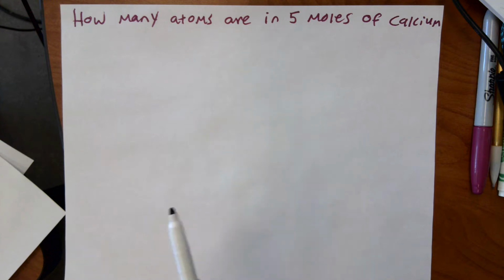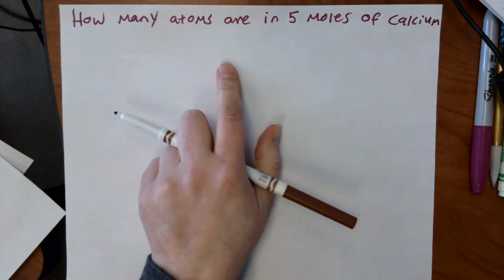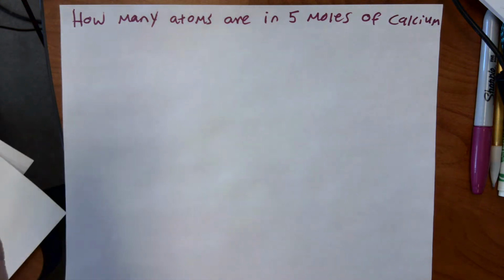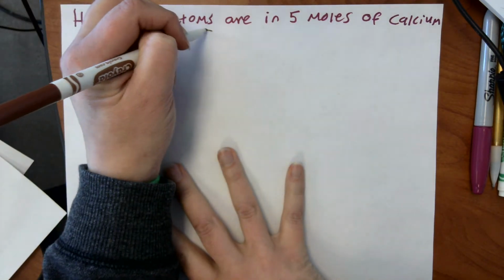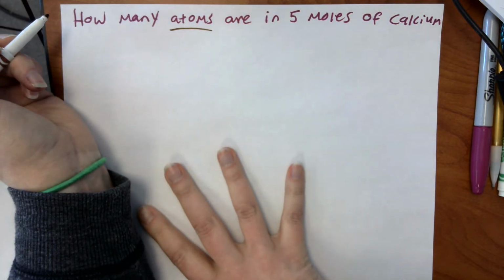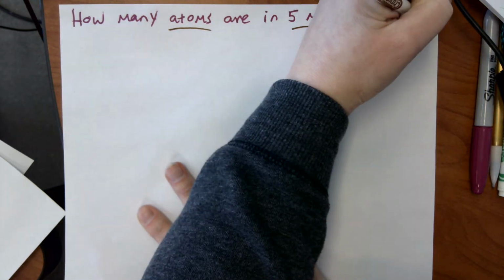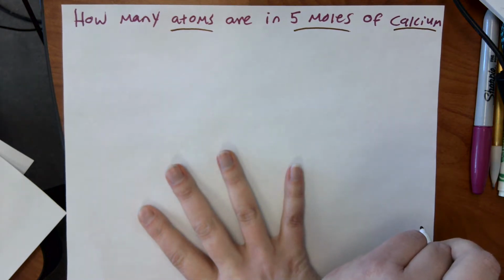Okay, so after you read it, the first thing you want to do is recognize the important parts of this problem. You can either do that mentally, or something I do is just underline what's important. So for me, atoms seems important, 5 moles seems important, and calcium seems important to me. Okay?